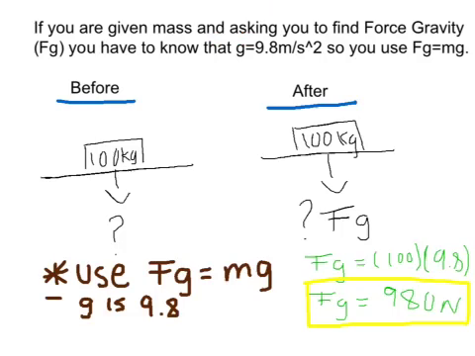If you are given the mass and asked to find the force of gravity, which is F of G, you have to know that g is 9.8 meters per second squared. The formula we're going to use is F of G equals mg. When we plug it in, the mass is already in kilograms, so 100, and g is 9.8, so we get 980 newtons.